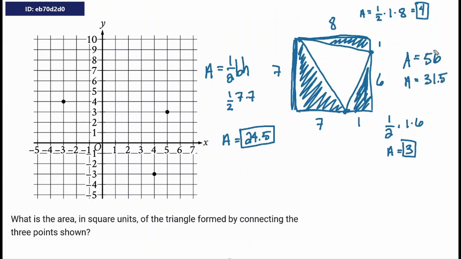So the area of the whole rectangle is 56, and the area of what we shaded, which is not the triangle, is 31.5. So you're going to take the area of the whole rectangle, and you're going to take the parts that are not the triangle away. So 56 minus 31.5, you're going to get 24.5. Guess what? That's the answer. And that's it. Not that complex.